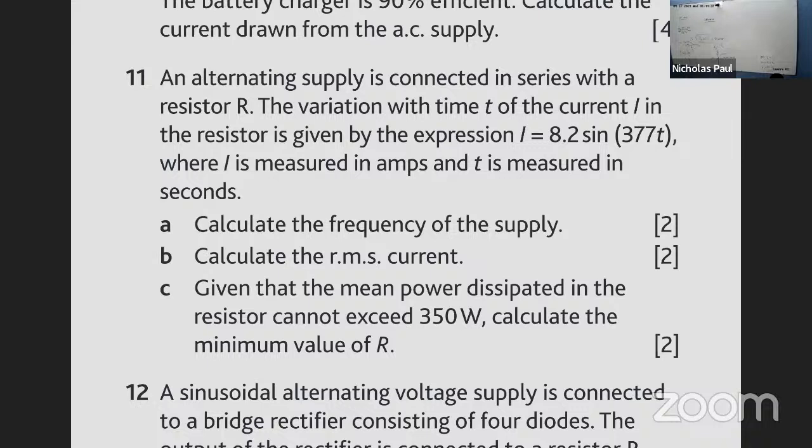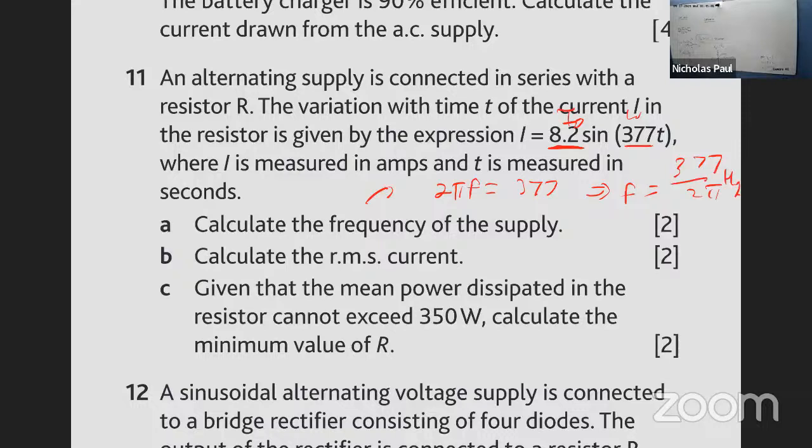All right, so they gave you current, they gave you the I naught value here, and they gave you omega, 377, right? Find the frequency. So we know that 2 pi f is equal to 377. So f is equal to 377 over 2 pi hertz.